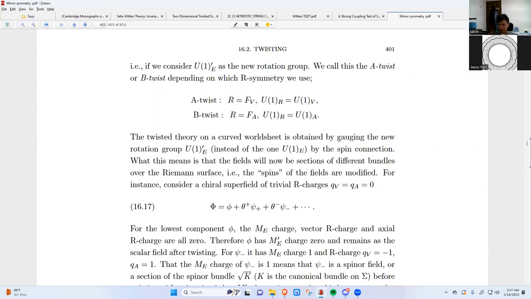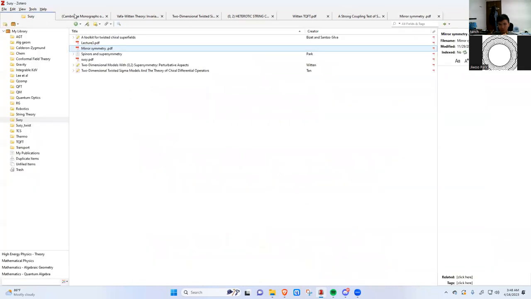My question is, why can't they gauge the old rotation group by the spin connection? Wait, why is this even a gauge theory? Wasn't supersymmetry a global symmetry in this case? What am I missing here? Why are they talking about gauging the symmetry when it's global?